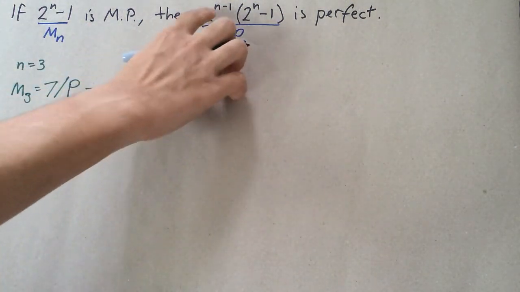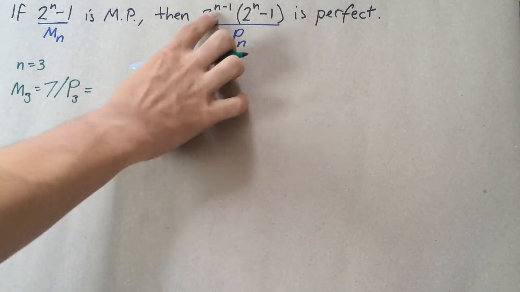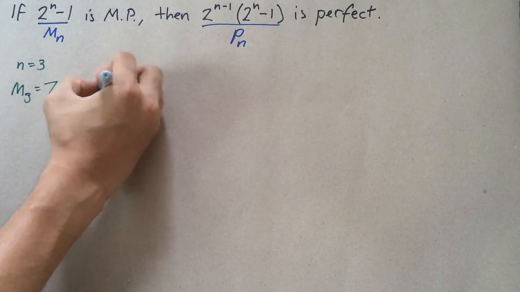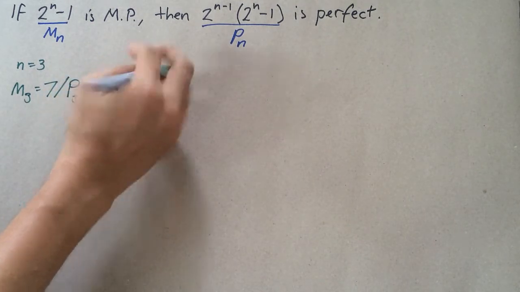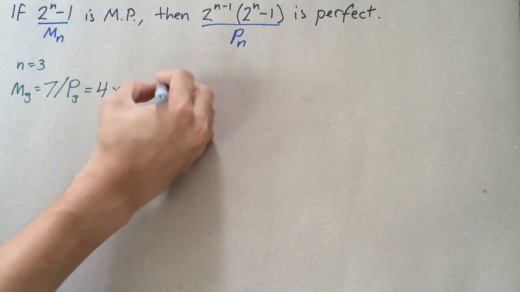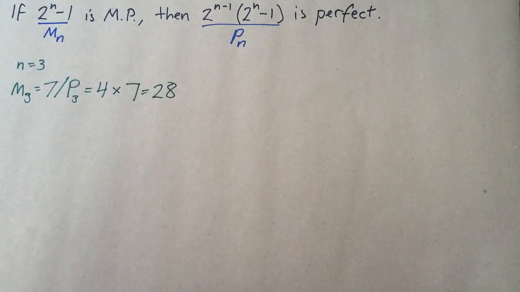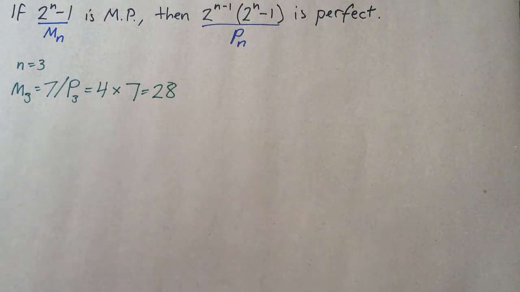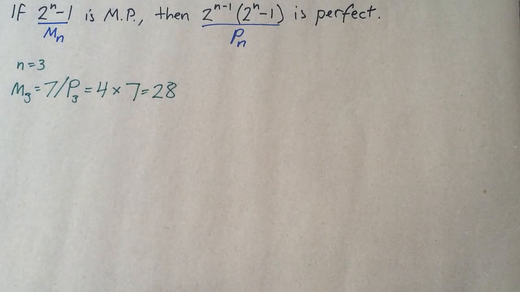n is going to be 3 there, so it's going to be 2 to the power of 3 minus 1, so 2 to the power of 2 is 4, times the Mersenne prime, which is going to be 7, which equals 28. 28 is a perfect number. A perfect number is a number where all its factors but itself add up to give itself. So the factors of 28, not counting 28 itself, will give 28.